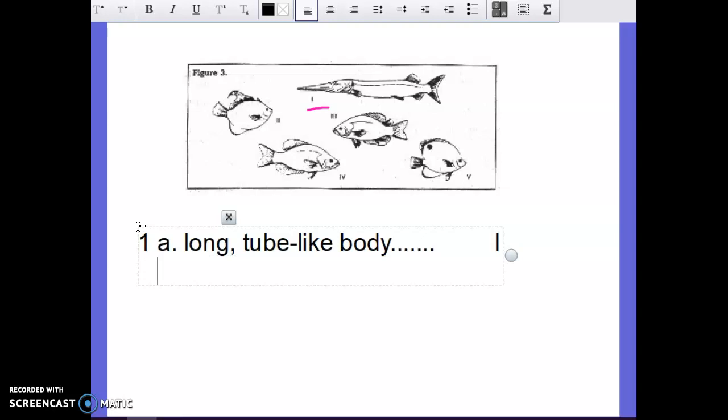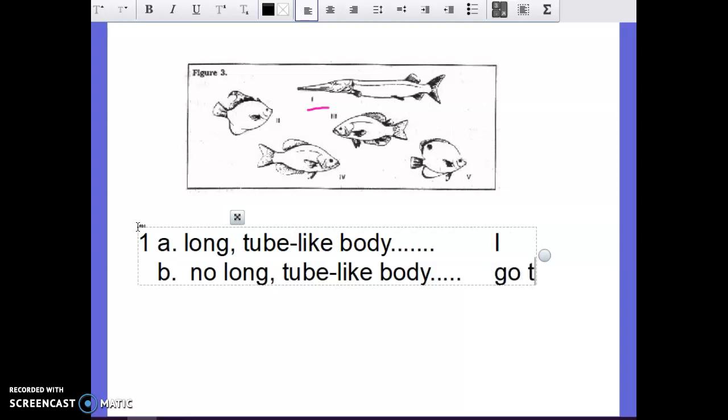So if you have a 1A, you've got to have a B. We still have fish left. So I would just write the opposite of that. No long tube-like body. And since we still have more fish to do, we have to tell the person where to go. I would say go to 2, because we have to make another step. Okay, step 2. All right, this guy's done. So do you guys see another one that has something unique?